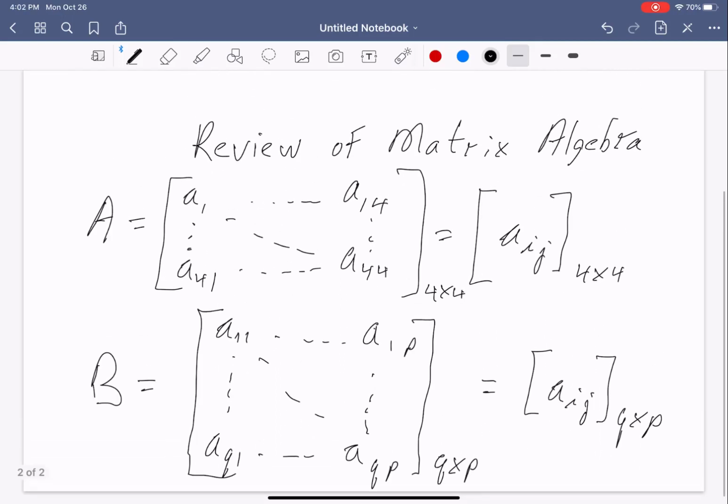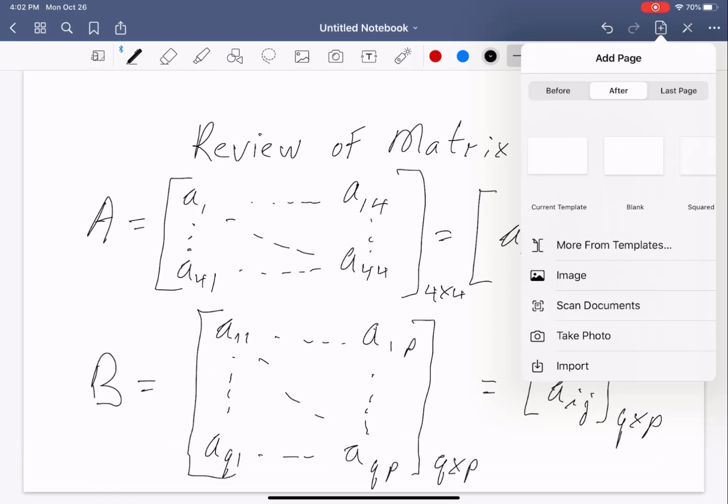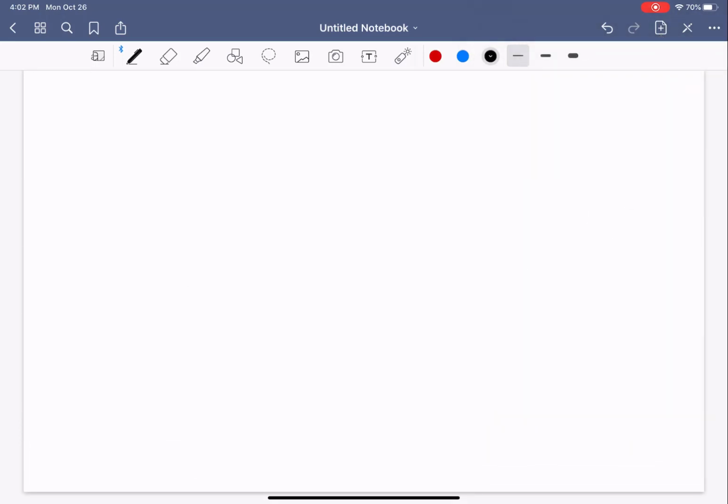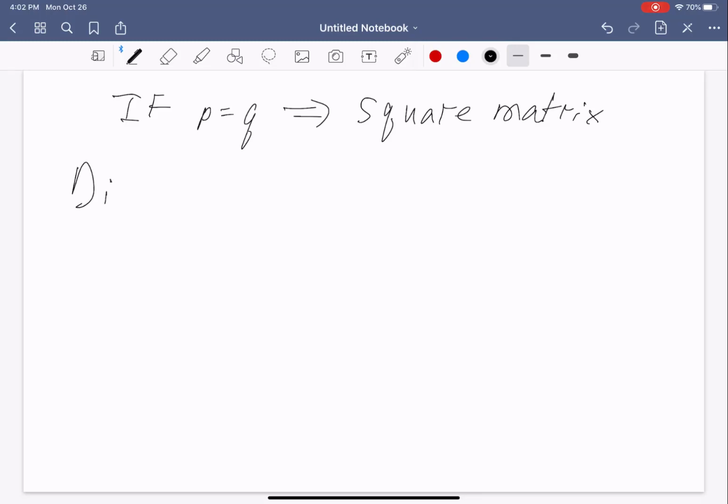All right, so let's add another sheet there. And what we do is, if P equals Q, this implies that we have a square matrix. So matrix A, for example, was square because it was 4 by 4. Now, a diagonal matrix has zeros in the off-diagonal elements.